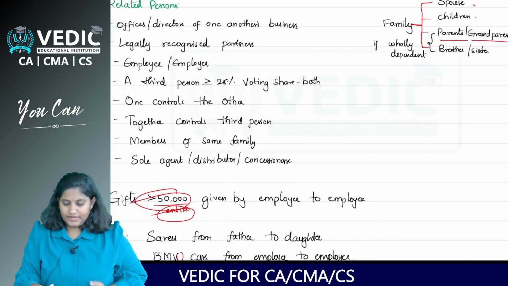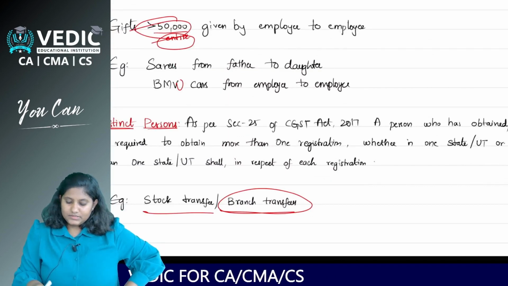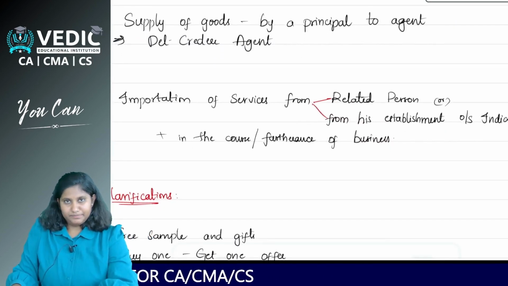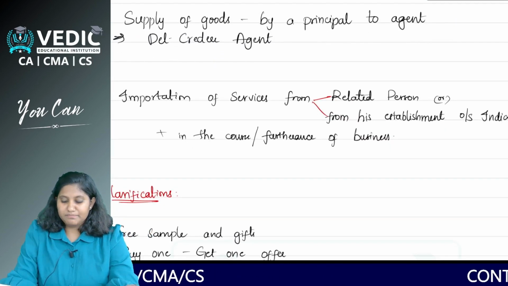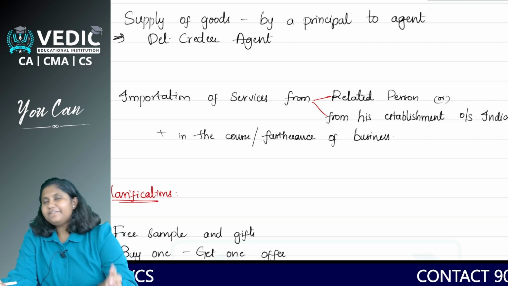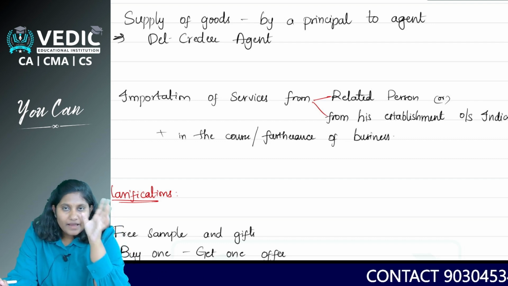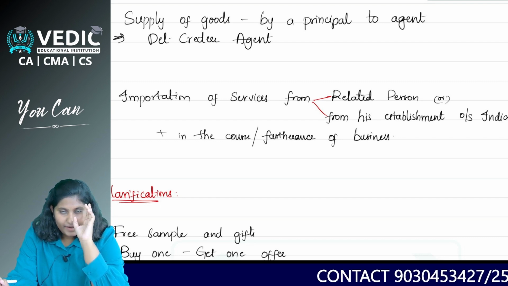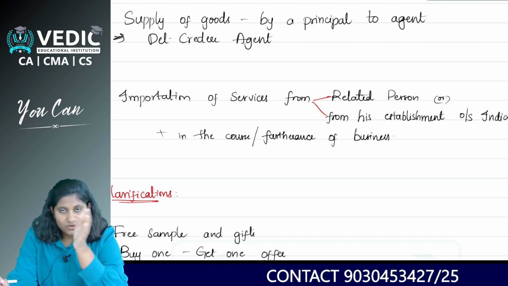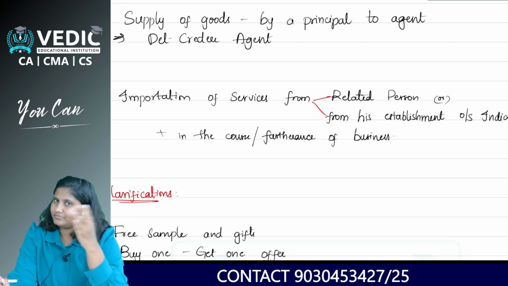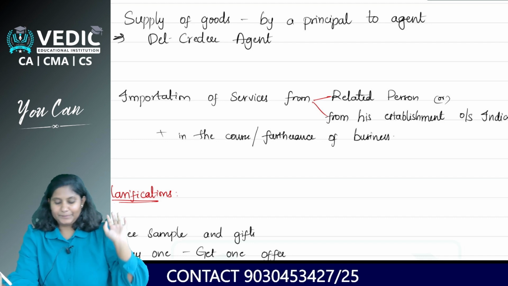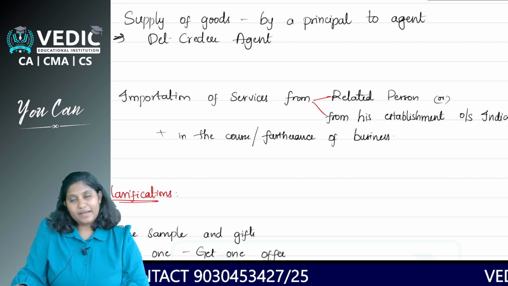Clear? Yes. Now let's get to the third para, that is supply of goods by a principal to an agent. See, in the first two paras, the main factor is ITC availed. If ITC is availed and it is in the course or furtherance of business, it is supply. Now this is supply of goods by a principal to an agent.